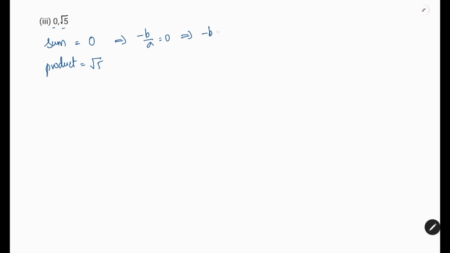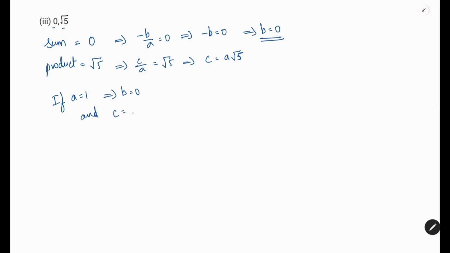Sum means minus b by a equal to 0. This implies minus b equal to 0, b equal to 0. Product is c by a equal to root 5, c equal to a root 5. Here if a equal to 1, we got the value of b as 0, and c equal to 1 into root 5 is root 5.